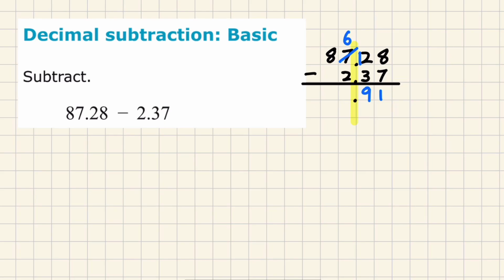6 minus 2 is 4. 8 doesn't have anything being subtracted, so that comes down as just 8. And with those decimals lined up, we can tell that our solution is 84.91.